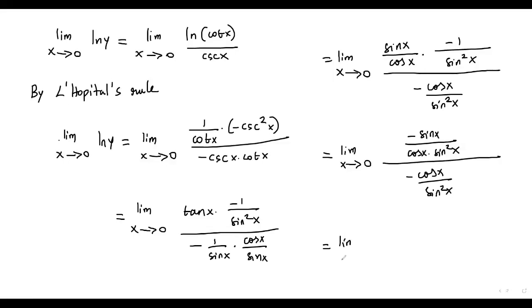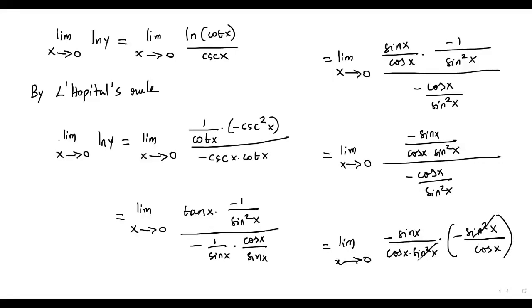Here limit x tends to 0. I'm writing this fraction as it is, that is negative sine x over cosine x times sine square x. And I'm changing this division into multiplication, taking the reciprocal, so it will be negative sine square x over cosine x. So here I can cancel the sine square x and sine square x. So here we have 1, here we have 1. So negative sine x times 1, here we have negative 1. Negative times negative will become positive, sine x times 1 will be sine x. And cosine x times cosine x will be cosine square x.